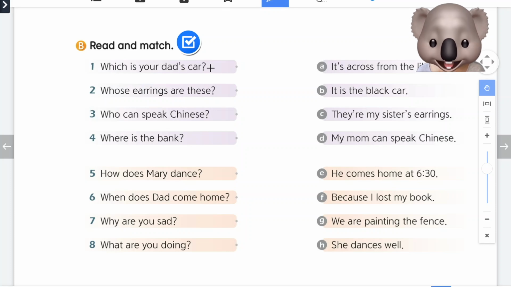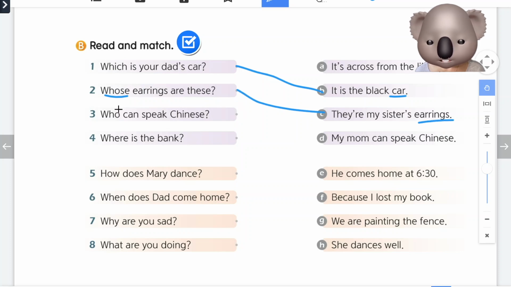Which is your dad's car? car는 it잖아요. 그러면 it는 여기 두 개 있죠? car가 여기 나오니까 it is the black car. Number 2, whose earrings are these? 누구 거? They're my sister's earrings. Number 3, who can speak Chinese? 누구? My mom can speak Chinese.